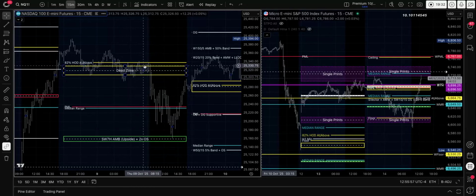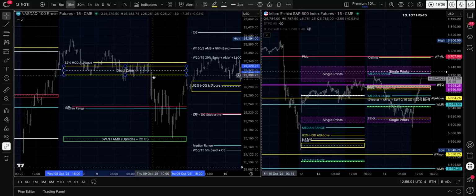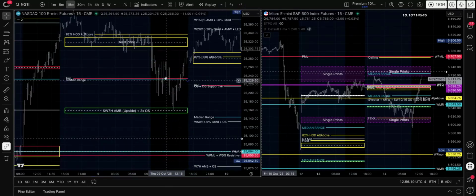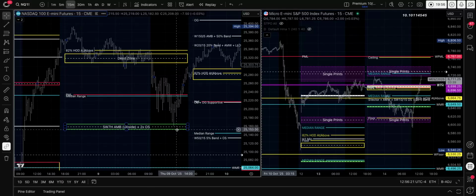Compressing, dying out. So you could have either waited for shorts at the bottom of the dead zone and set your stop at the midpoint, or set your stop at the top. And then it would have died, and you could have taken profit here at the median range in PML for about 70 points. Could have held to here, but 70 points is great. And 150 points is great too.